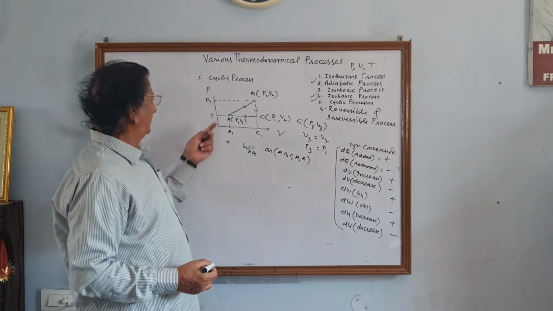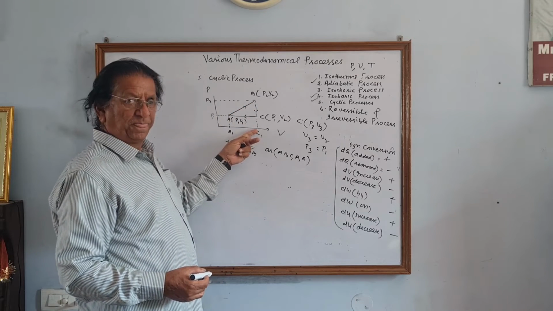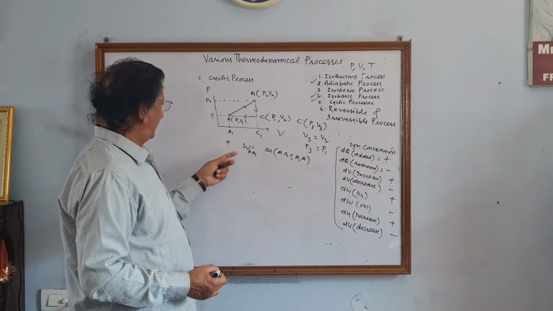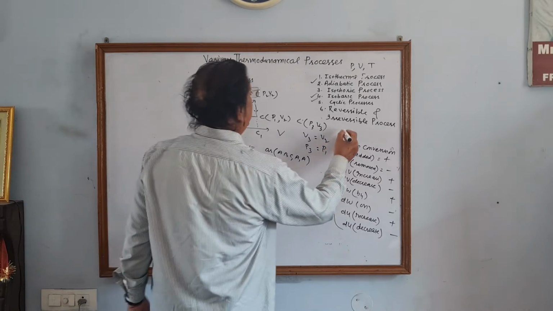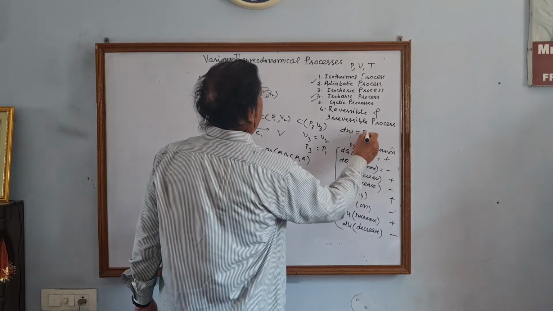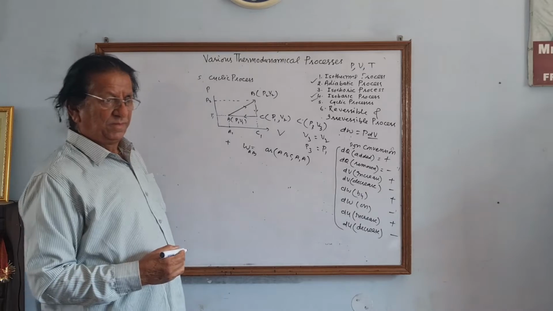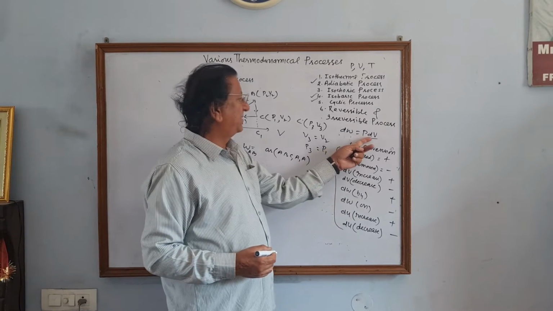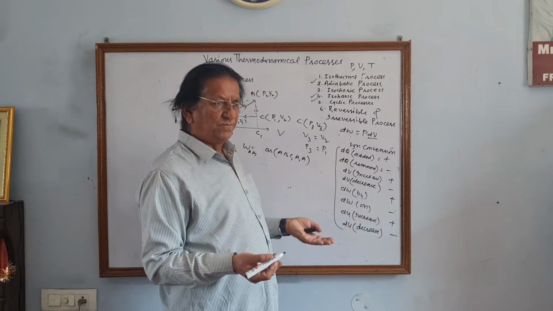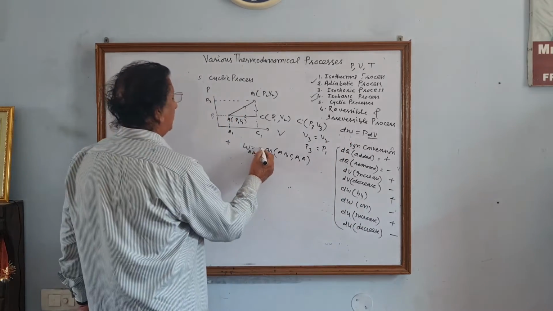So here, the system is taken from A to B state. There is an increase in volume. The work done is positive. Why? Because work done is P into dV. When dV is an increase in volume, it is taken positive, so work will also be positive. So this is positive work.